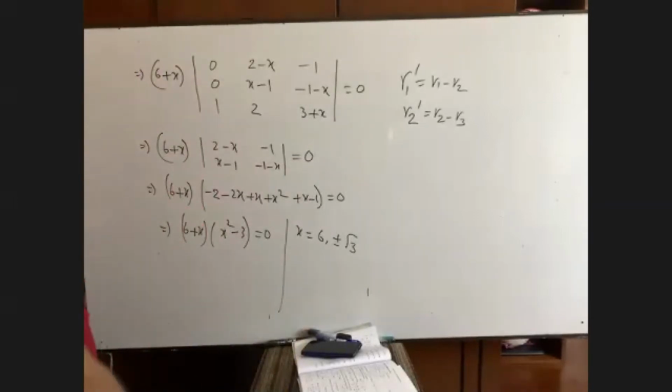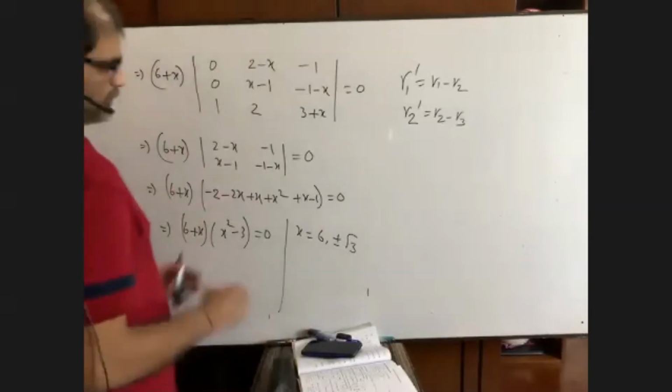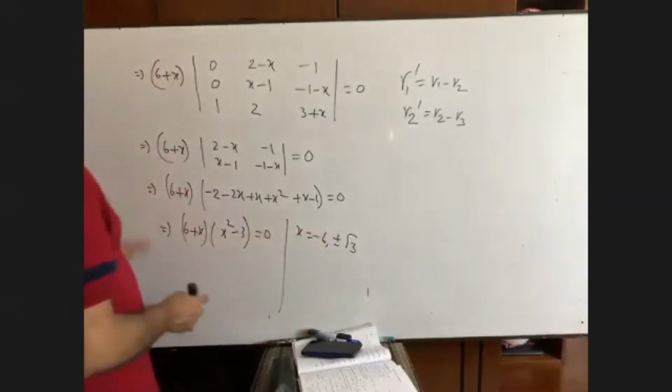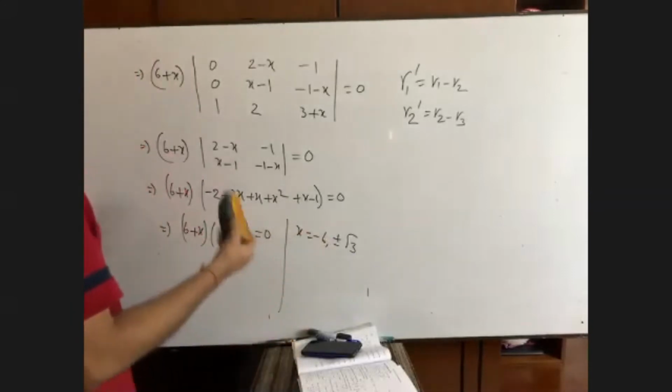Okay. x equals minus 6, right? Oh, I'm sorry. x equals minus 6 and plus minus root over 3. Thank you.